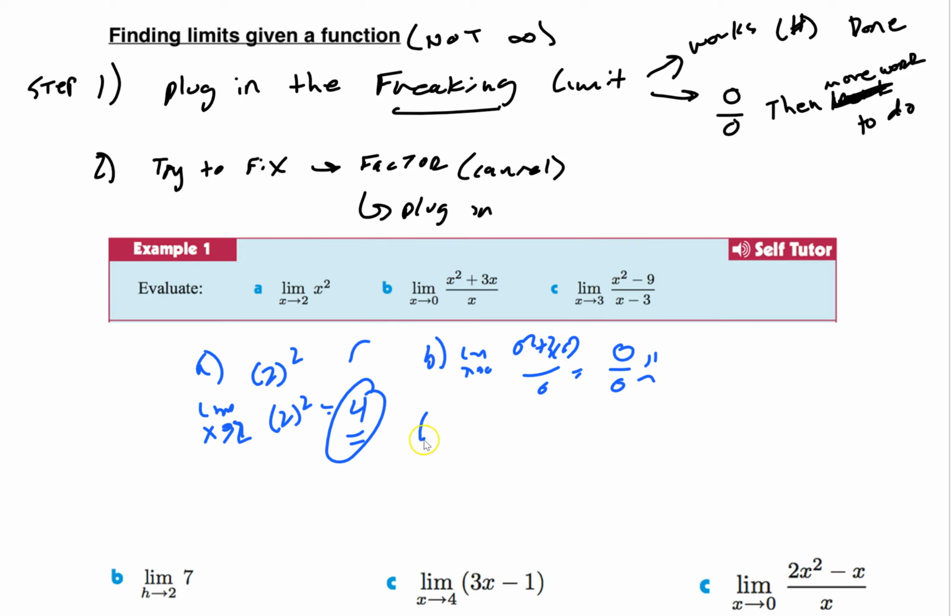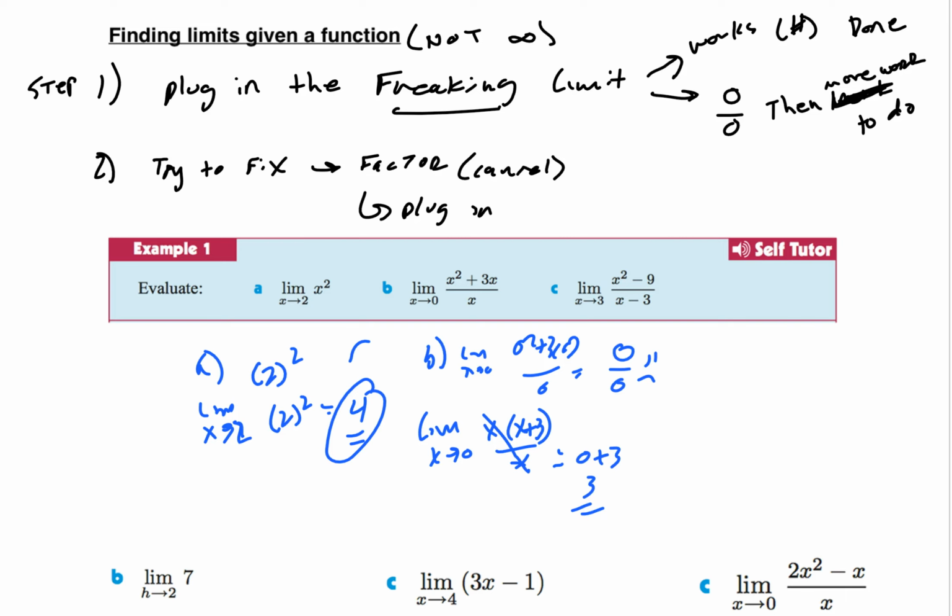So let's write this. Limit as x approaches 0. Factor out the x from the top: x plus 3 over x. These cancel, because that would be a hole in the graph. And now you can plug it in. Plug in 0 now. 0 plus 3, and you get 3. That's the limit of this function. It's 3. Beforehand, we had a hole in the graph. That's why there were issues. But now, to get rid of that hole, the limit's 3.